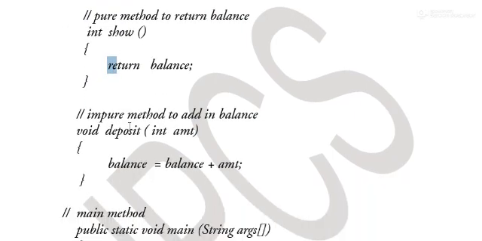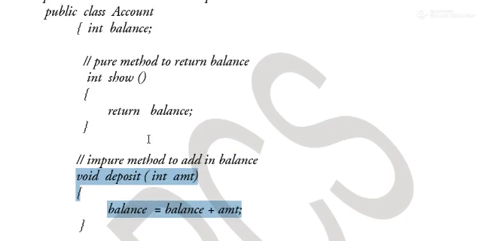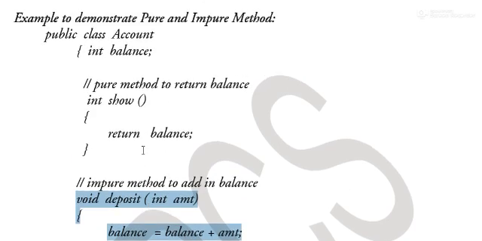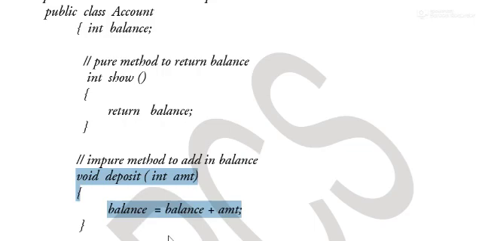Whereas in the next method, void deposit, which receives a parameter int amount, it changes the balance. Balance equals balance plus amount. That means balance will increase by the given amount. In this way, balance is changed. So deposit is an example of an impure method, whereas so is an example of a pure method.